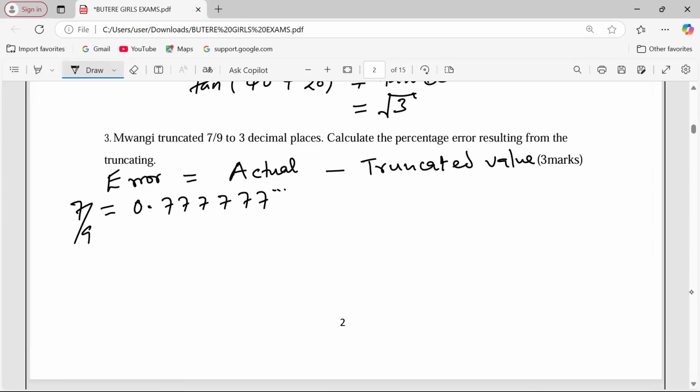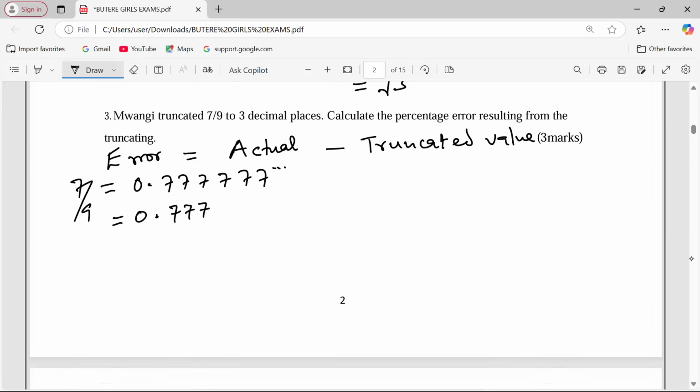So Mwangi is going to truncate. That means it's going to give us 0.777. After the third decimal place, you will not consider what is on the right-hand side. If it was a rounding off, he could have made the third 7 an 8. But in this case, where we are just truncating, we talk about just cutting the number at the said decimal places without considering the value at the right.